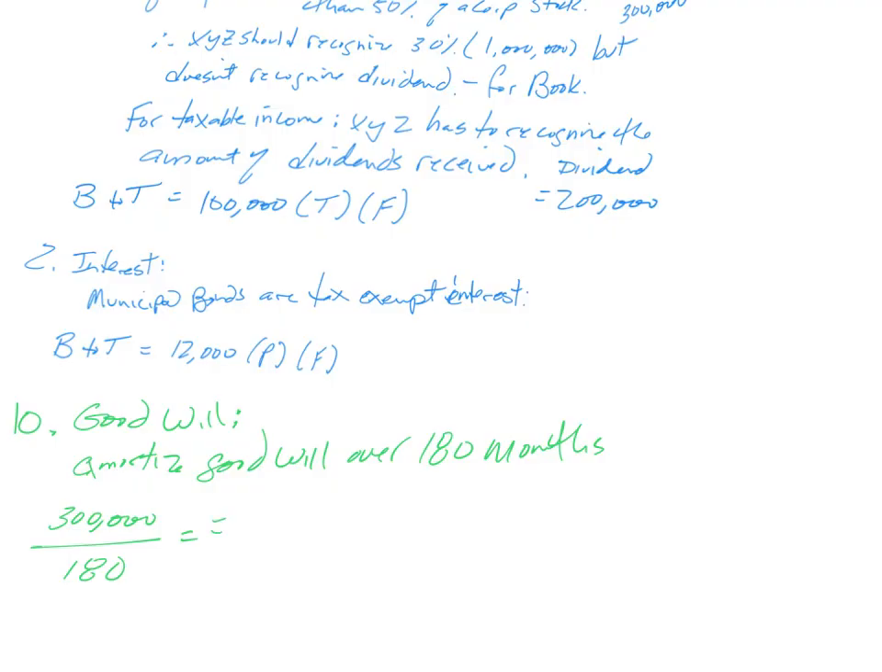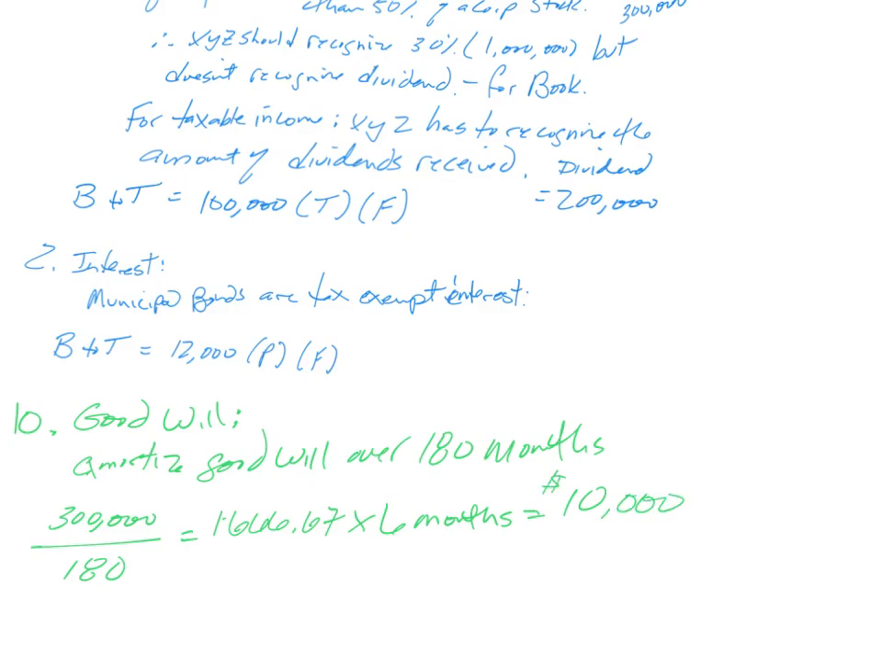that gives us $1,666.67 per month. Okay, but what do we know? We know that they acquired this business in July, so that's 6 months. And so times 6 months, that's $10,000.